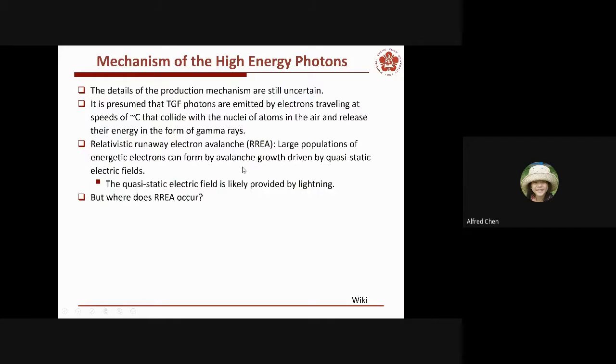So that means a large population of energetic electrons can be formed by the growth driven by a quasi-static electric field. And this quasi-static electric field is provided by the lightning. So when the lightning is triggered in the cloud or around the cloud, there should exist some very strong electric field. But where does the REA occur?